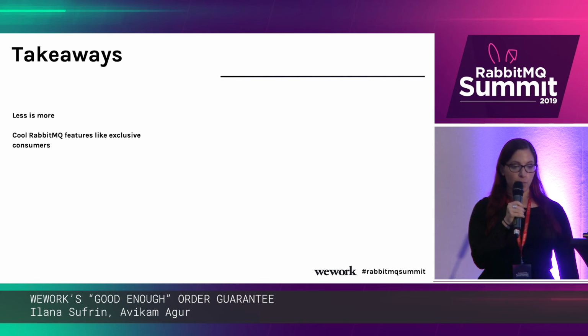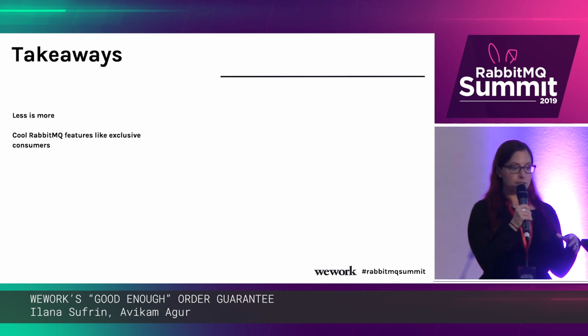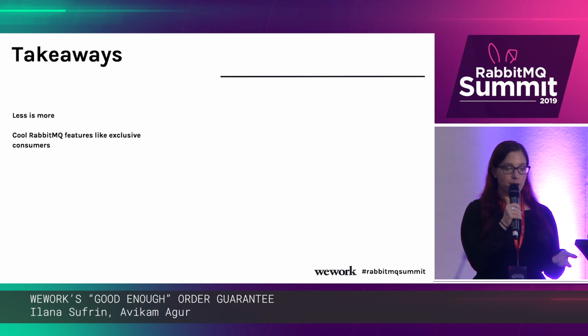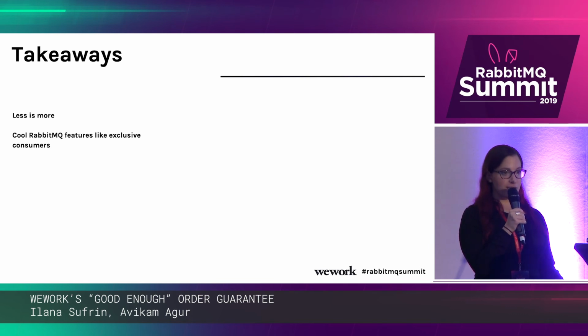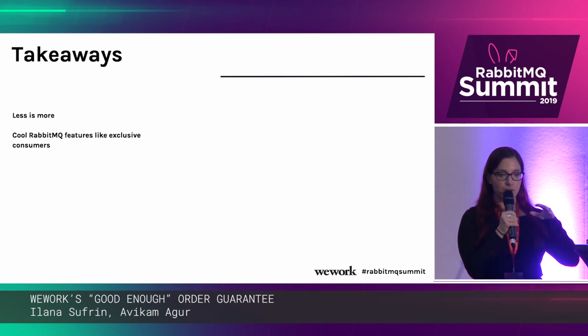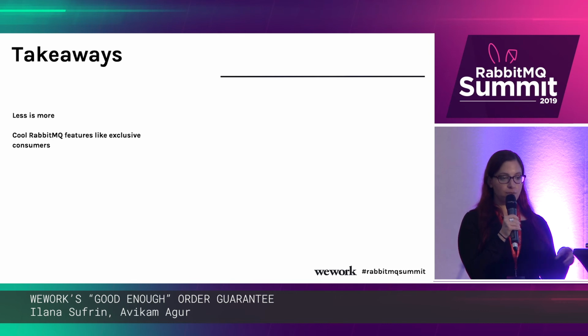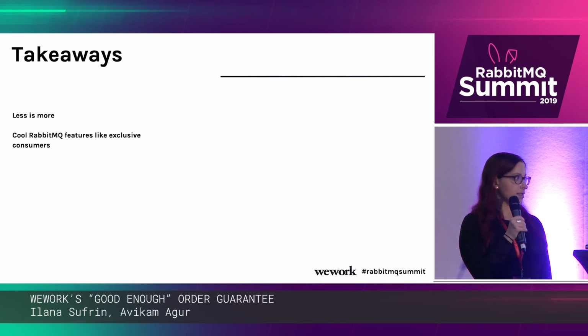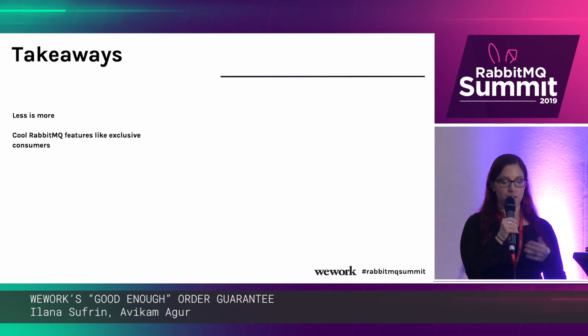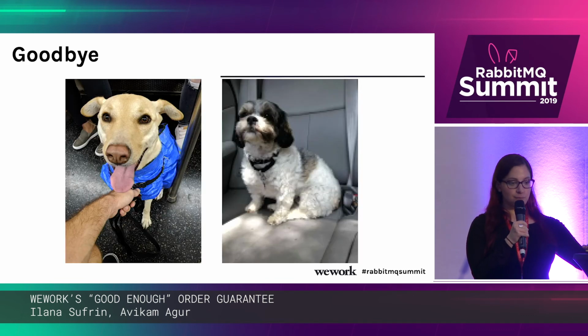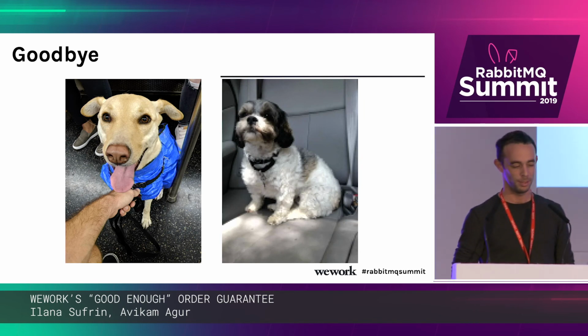So what we really want you to get from this talk is less is more. Sometimes you don't need the most complicated solution to a problem, and if you can't describe it very easily, chances are it's too complicated, and you should roll back a little bit. But even if you are using a simple solution, you can still use cool RabbitMQ features like exclusive consumers. We were able to leverage the technology that we knew how to use in order to solve our problem. Now with exclusive consumers, it should be even simpler than that.